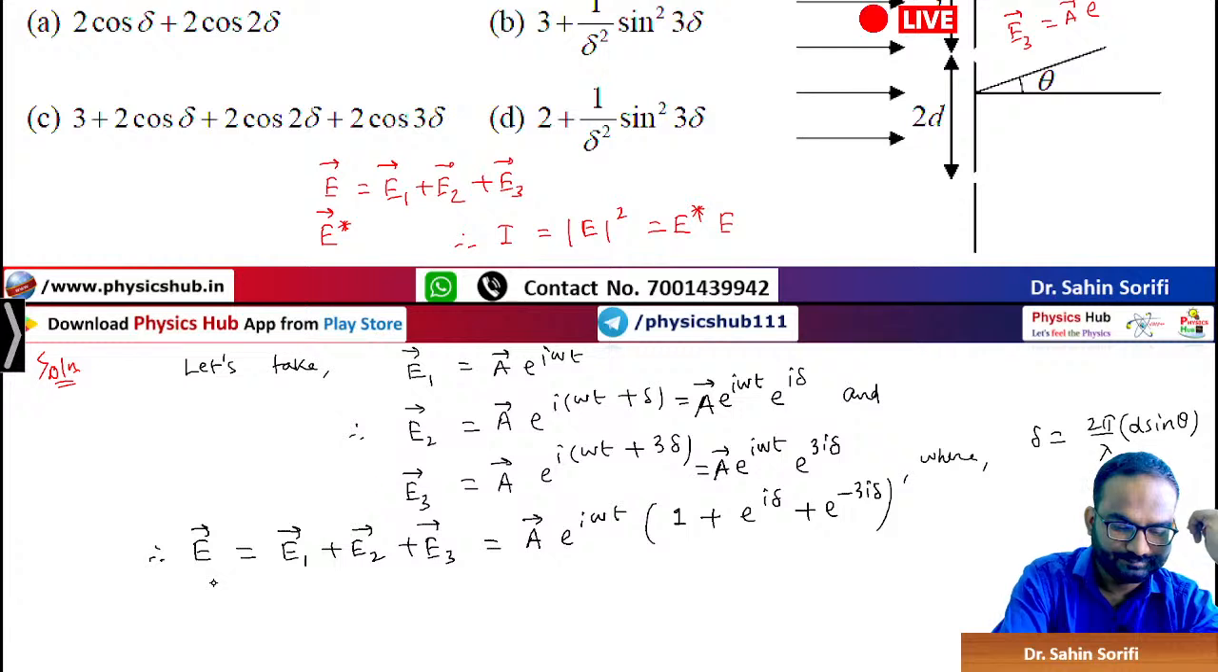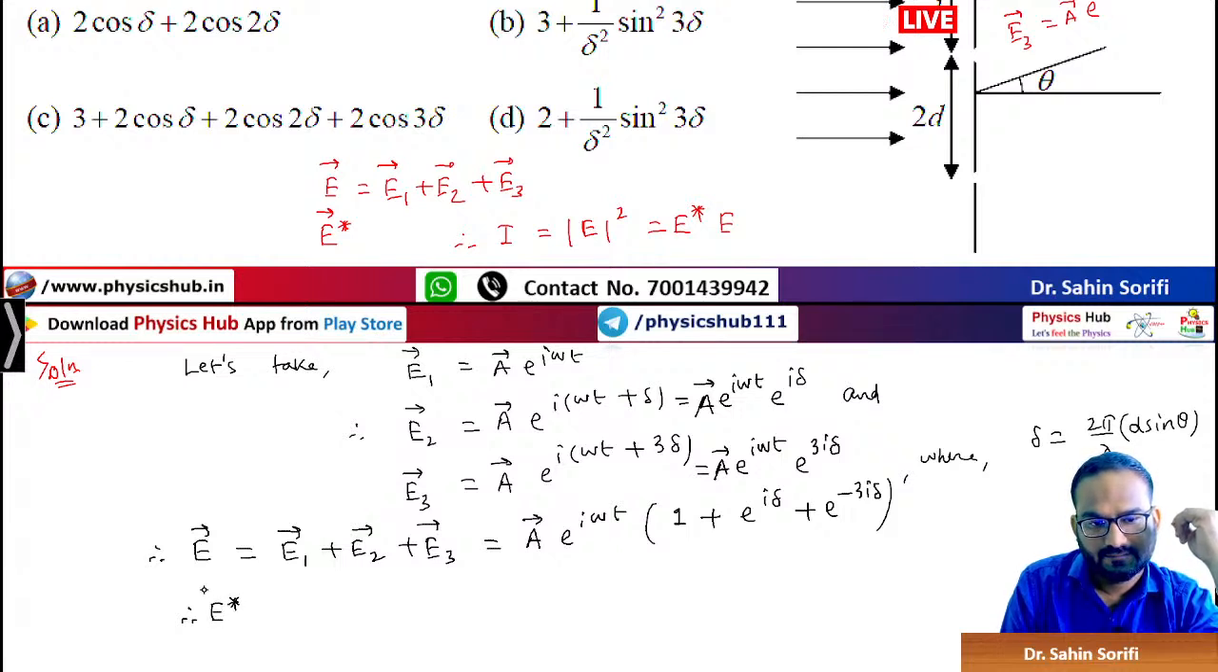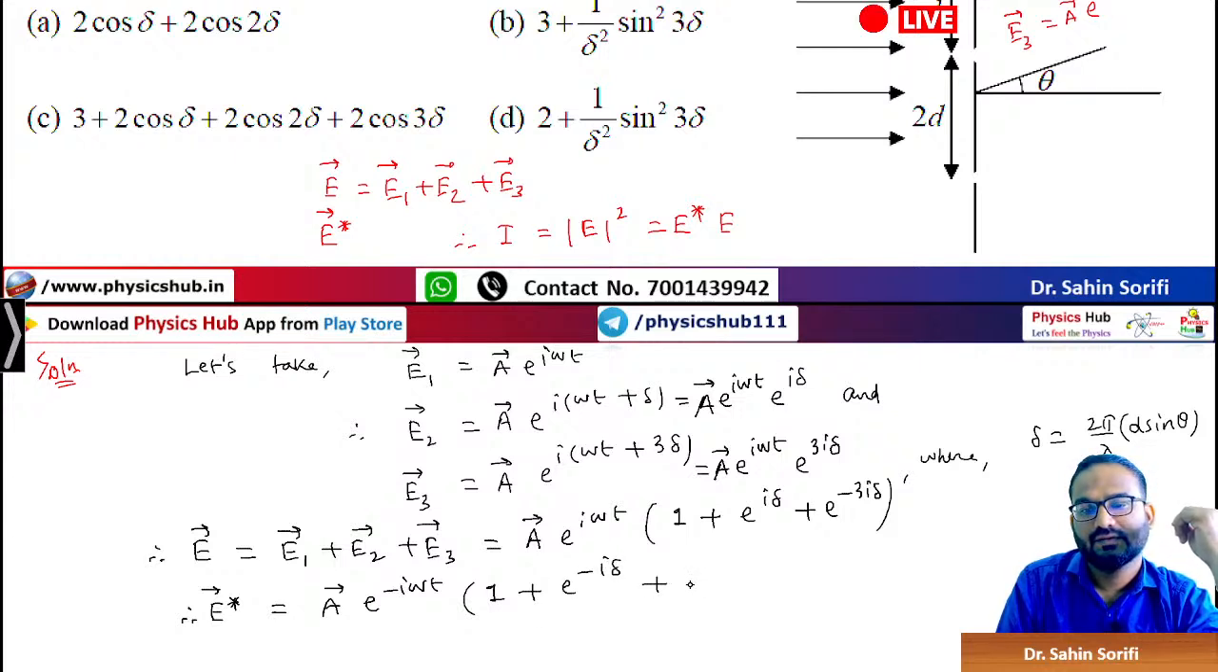Okay. Therefore, E star is equal to A e to the power minus i omega t times 1 plus e to the power minus i delta plus e to the power minus 3i delta. Here there is a plus, right?